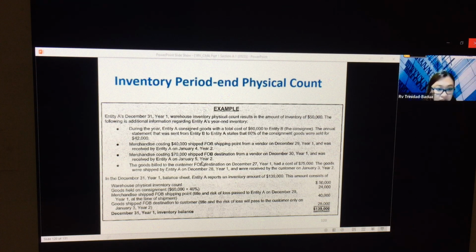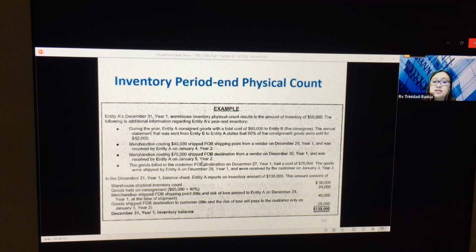Ito naman, the third bullet, merchandise costing $70,000 shipped FOB destination from a vendor on December 30, year 1 and was received by Entity A on January 5, year 2, ay hindi sa iyo. The fourth bullet, the goods billed to the customer FOB destination on December 27 at a cost of... Yung third, hindi pa sa'yo yun, no? Hindi sa'yo, FOB destination. Hindi siya isasama at December 30. But at the end of year 2, that should be included sa iyo. But for year 1, no, not yet.